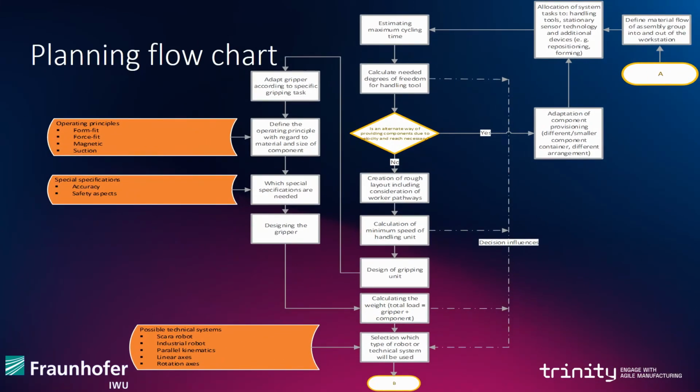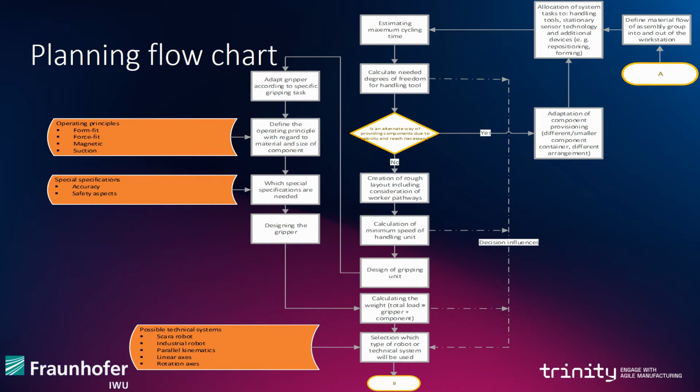Let's continue with our flowchart. The next step is the definition of the material flow into and out of the workstation. Considerations about material placement, intermediate storages, and transportation media are made at this point. Next up is the allocation of system tasks.